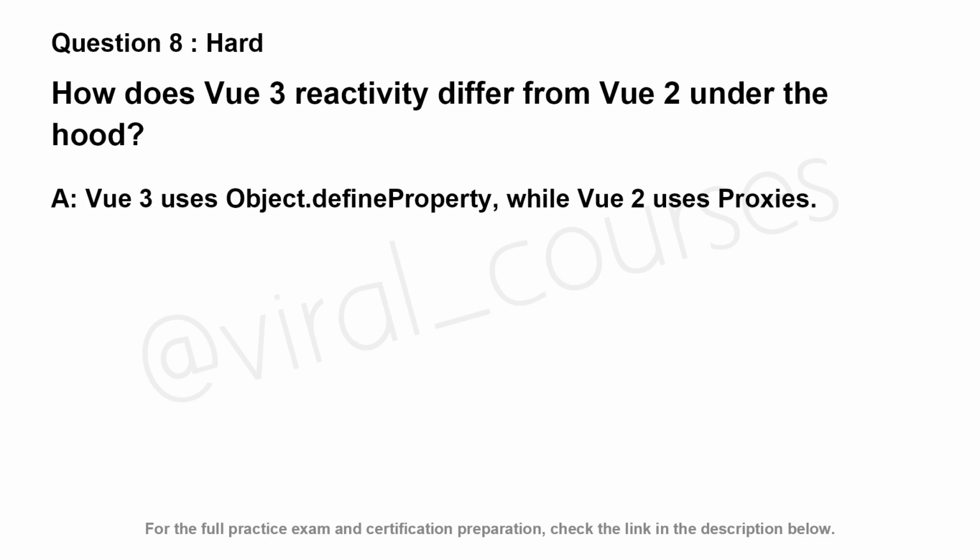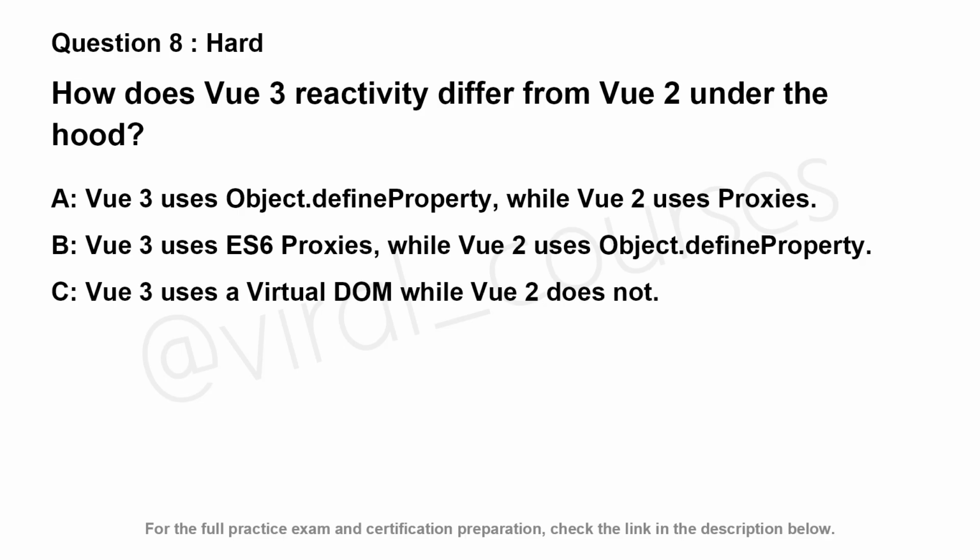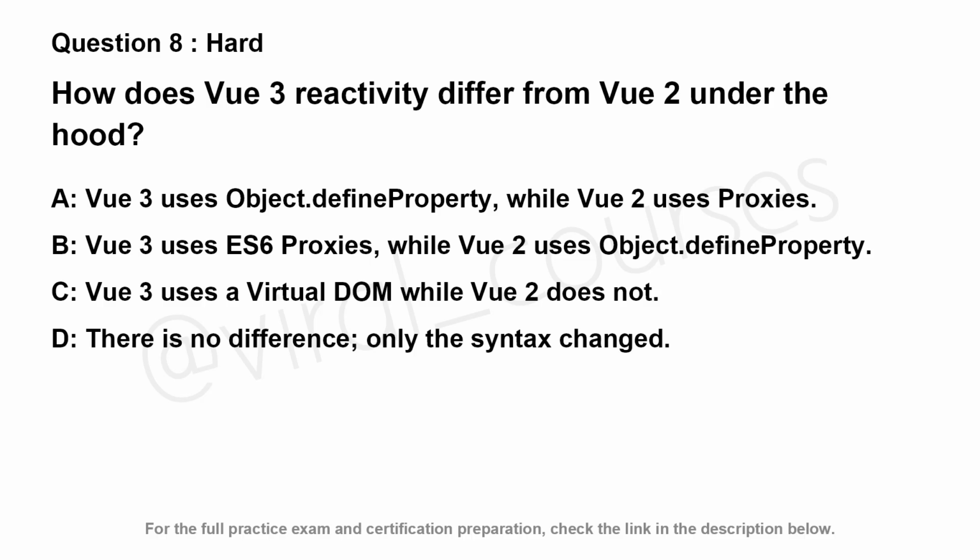How does Vue 3 reactivity differ from Vue 2 under the hood? Option A. Vue 3 uses Object.defineProperty, while Vue 2 uses proxies. Option B. Vue 3 uses ES6 proxies, while Vue 2 uses Object.defineProperty. Option C. Vue 3 uses a virtual DOM while Vue 2 does not. Option D. There is no difference, only the syntax changed.